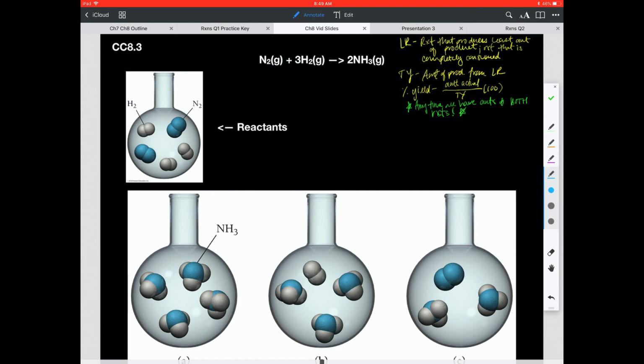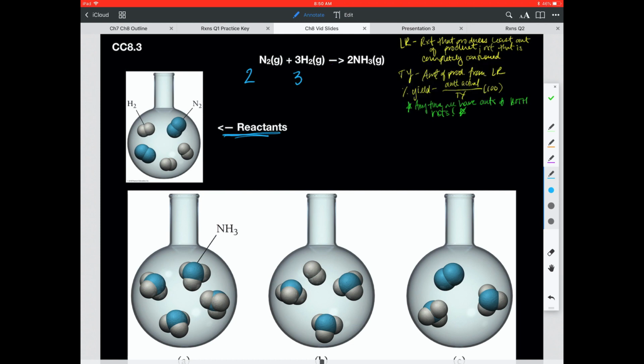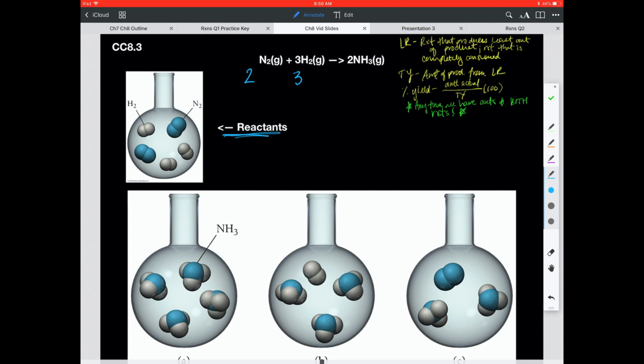Okay, now that we've defined all those terms, let's talk about how to solve concept check 8.3. If we look, here we have our reactants, and we know the amounts of both reactants. We have 2 N2 and 3 H2. We could be talking in moles or particles. In this case, it's specifically particles, so we're going to use these ratios in particles. So we have 2 molecules of N2, and we have 3 molecules of H2. That meets this criteria: we know the amounts of both reactants, so we need to calculate a limiting reactant.